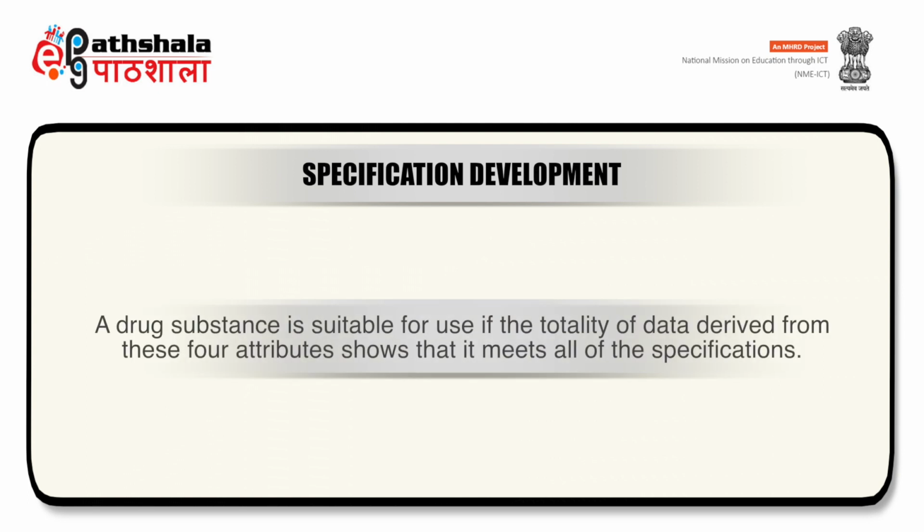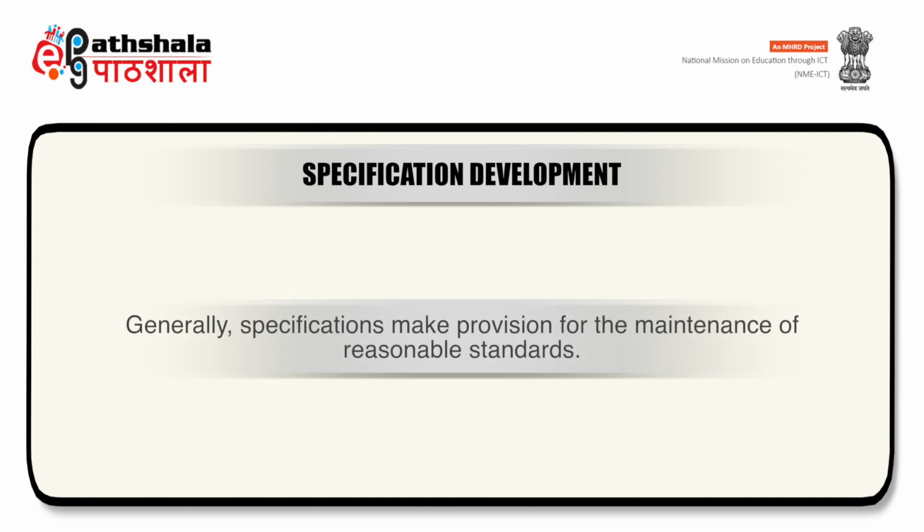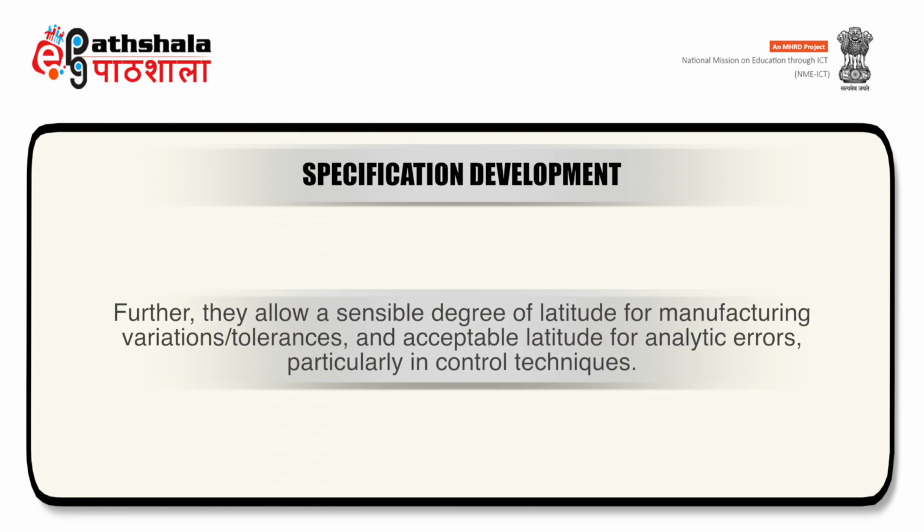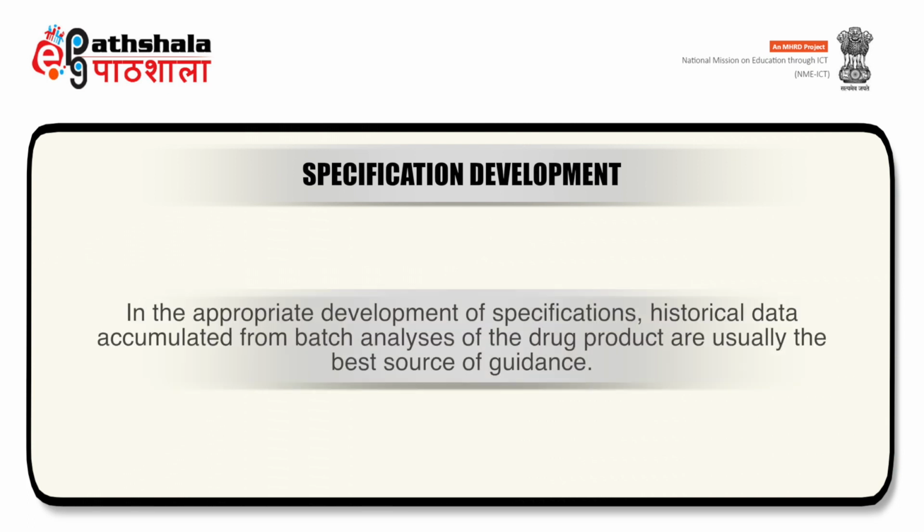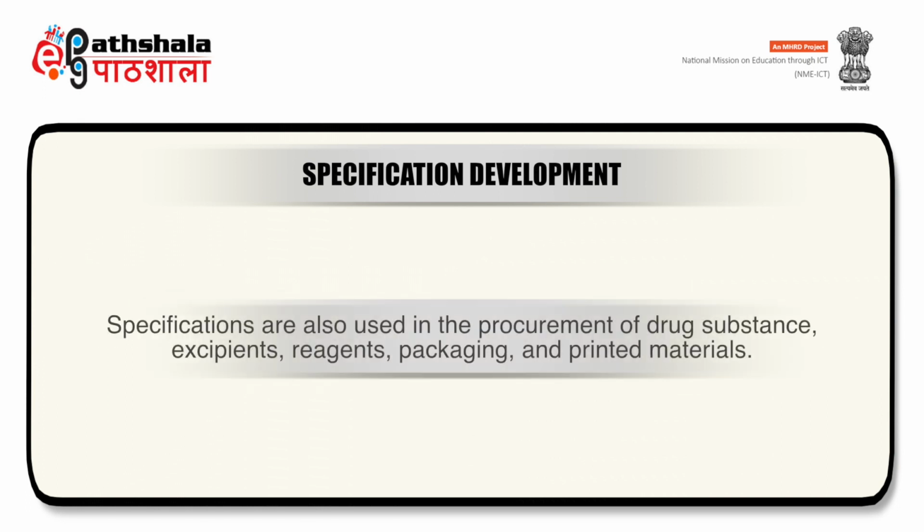A drug substance is suitable for use if the totality of data derived from these four attributes shows that it meets all of the specifications. Generally, specifications make provision for maintenance of reasonable standards. Further, they allow a sensible degree of latitude for manufacturing variations and acceptable latitude for analytical errors, particularly in control techniques. In the appropriate development of specifications, historical data accumulated from batch analysis of the drug product are usually the best source of guidance. Specifications are also used in the procurement of drugs, excipients, reagents, packaging, and printing materials.